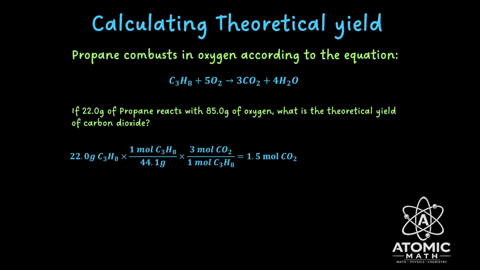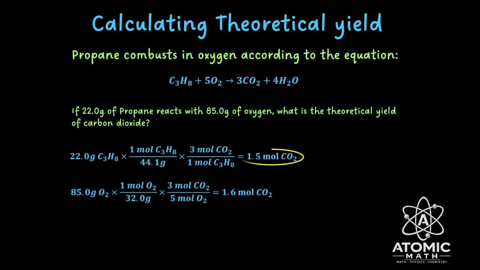So let's take a look at the oxygen. So we're going to multiply that by 1 mole of O2 weighs 32 grams, times 3 moles of CO2 for 5 moles of O2, which gives us 1.6 moles of CO2. So you can see that it is our propane that is our limiting reactant, and we now know that we can only make 1.5 moles of CO2.